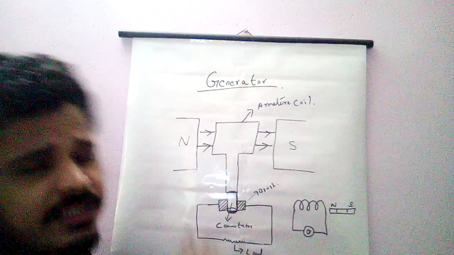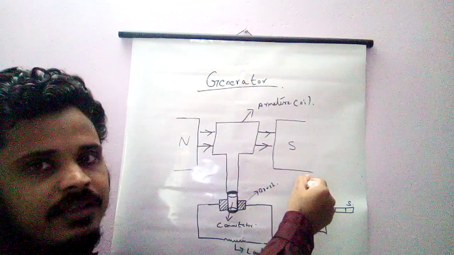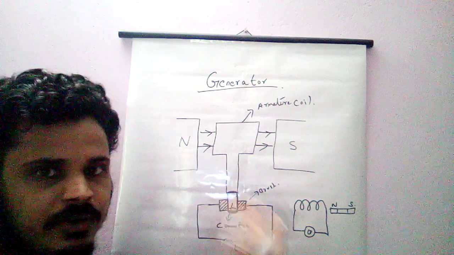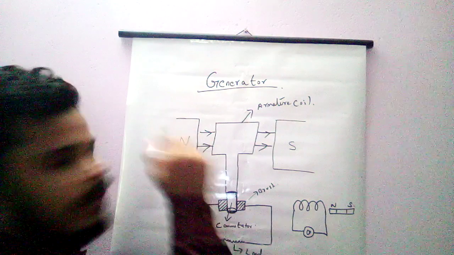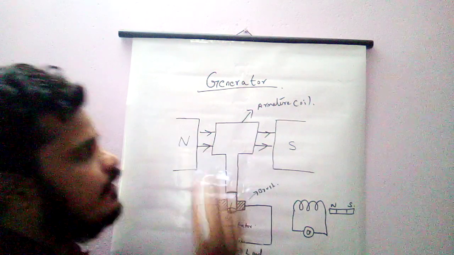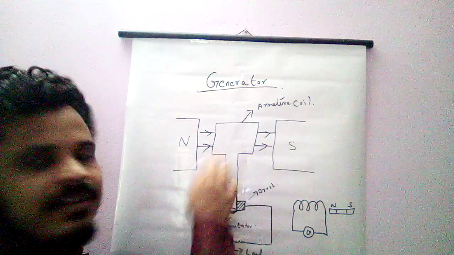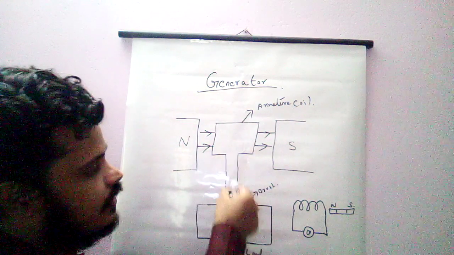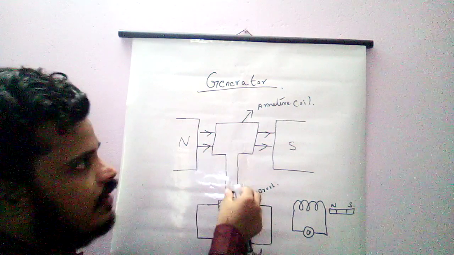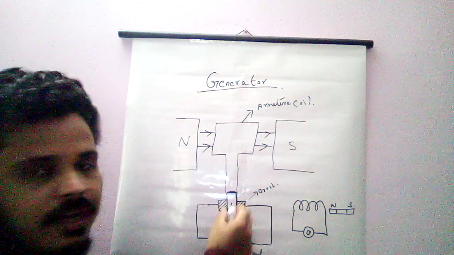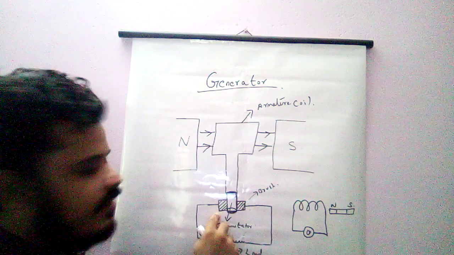Here in the generator we can see that there are two poles, one is the north pole and one is the south pole. As we all know, the magnetic field lines in a magnet always move from the north side to the south side. In between, I have placed an armature coil. The tip of the armature coil is connected to a commutator, and on either side of the commutator there are brushes.